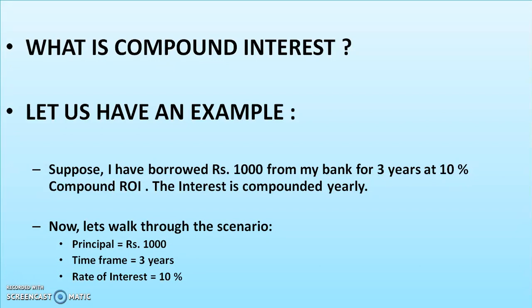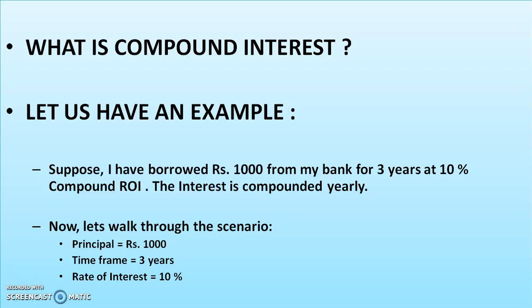Suppose I have borrowed 1000 rupees from my bank, say State Bank of India, for 3 years at 10% rate of interest compounded annually or yearly. So now let's try to understand the principal for the first year. The principal at the start of the first year is 1000 rupees, the time frame is 3 years and the rate of interest is 10%. Now after 1 year my bank will earn 10% of this 1000 rupees, which is 100 rupees.